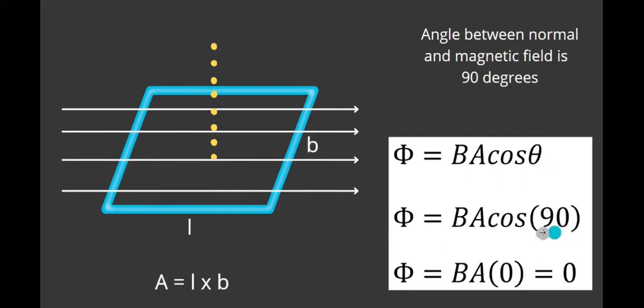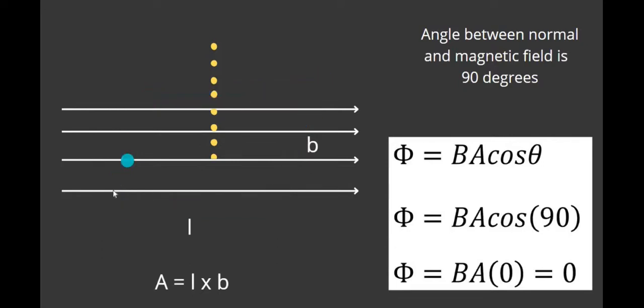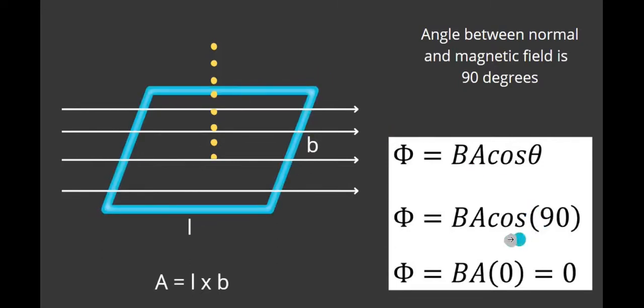But now you recognize that the angle between the magnetic field, the direction in which the magnetic field is pointing, and the normal to this area or loop of area A is 90. So I can just substitute the 90 degrees there. If you put this in your calculator, cos of 90 degrees is actually 0. So that would mean that the magnetic flux B multiplied by A multiplied by 0 is actually 0.